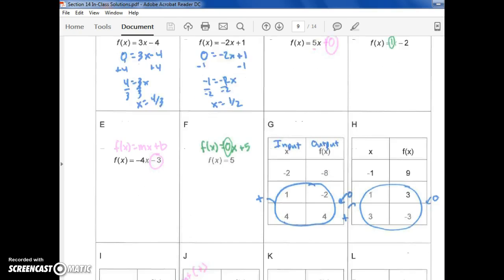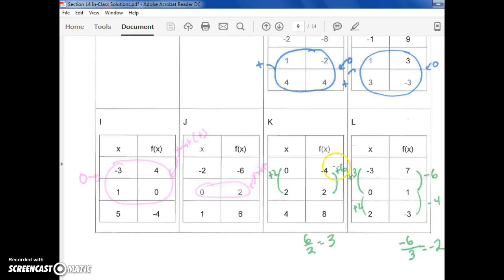If I'm looking at the table, there's a couple ways to do this. One is to actually pick all these points out, take -3, 7, 0, 1, 2, -3, and use the slope formula. That's certainly a possibility. But again, I think formulas we tend to forget, but patterns we tend to see forever once we get it.